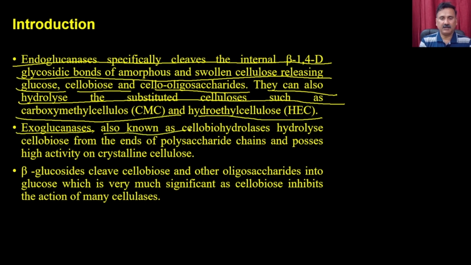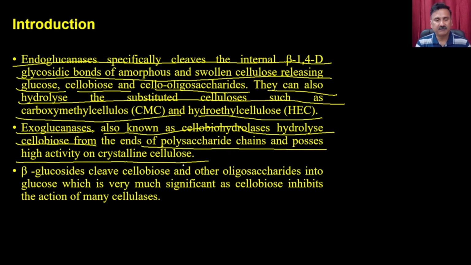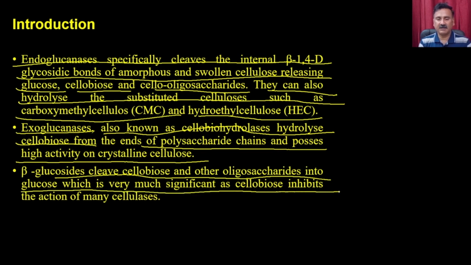Exoglucanases, also known as cellobiohydrolases, hydrolyze cellobiose from the end of the polysaccharide chain and possess high activity on crystalline cellulose. Beta-glucosidases cleave cellobiose and other glucosaccharides into glucose, which is significant because cellobiose inhibits the action of many cellulases.